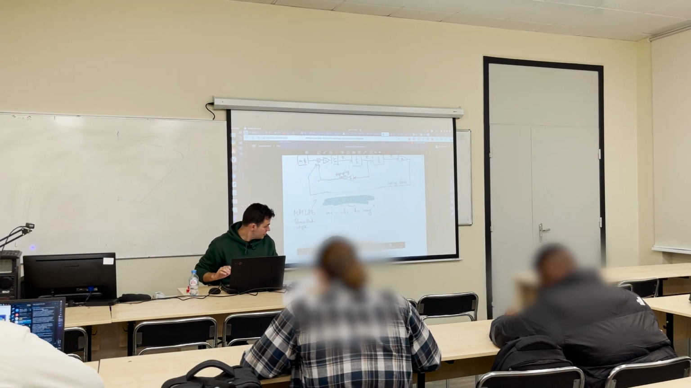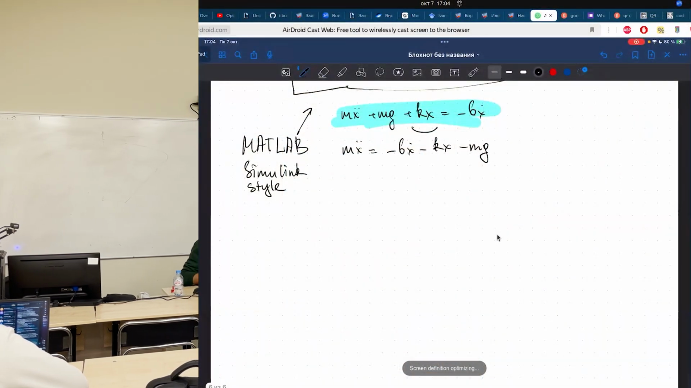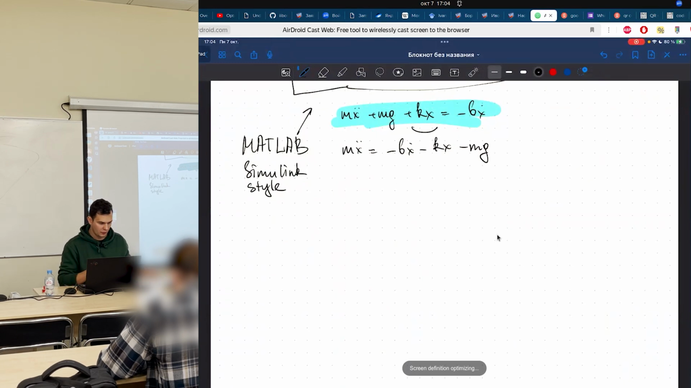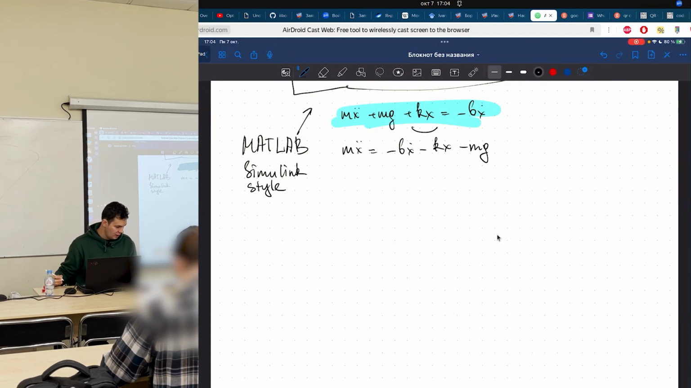So let us continue with it. We have the differential equation, and our task is to solve it. But generally speaking, we are using computers, and computers work not in continuous time but in discrete time, and this is why we need to discretize it.